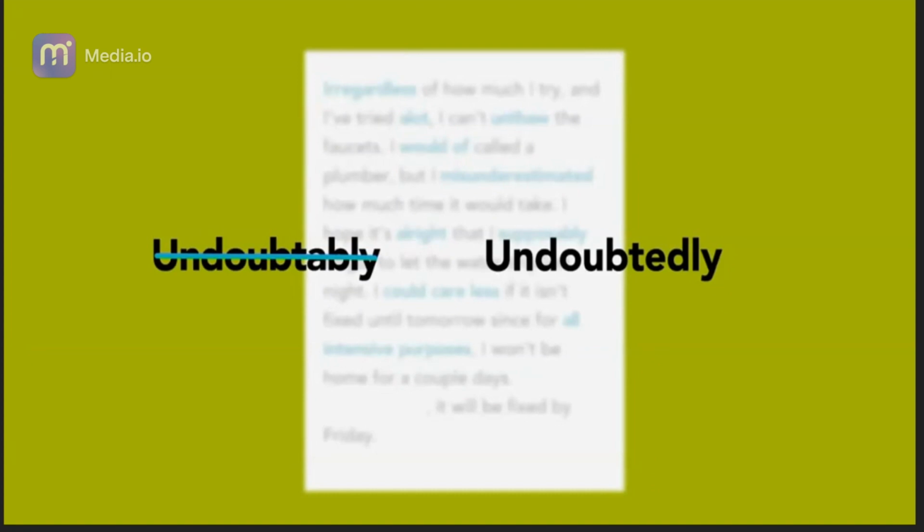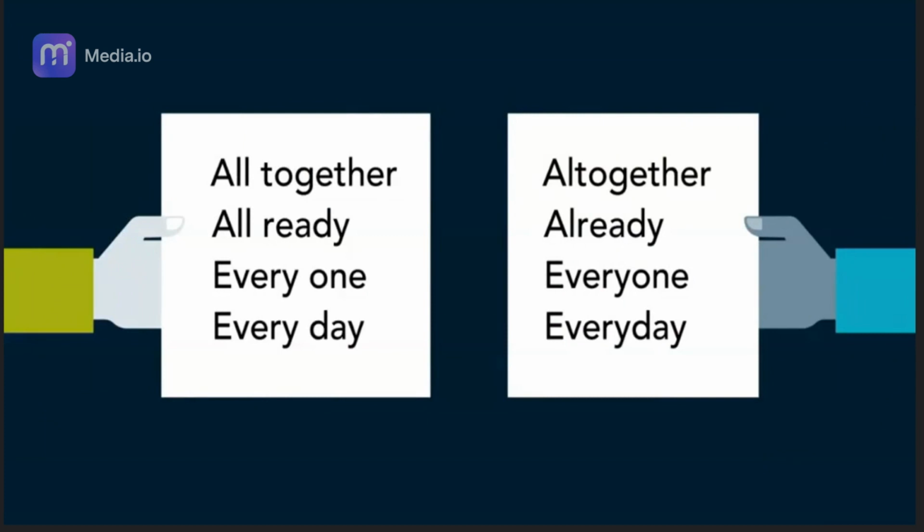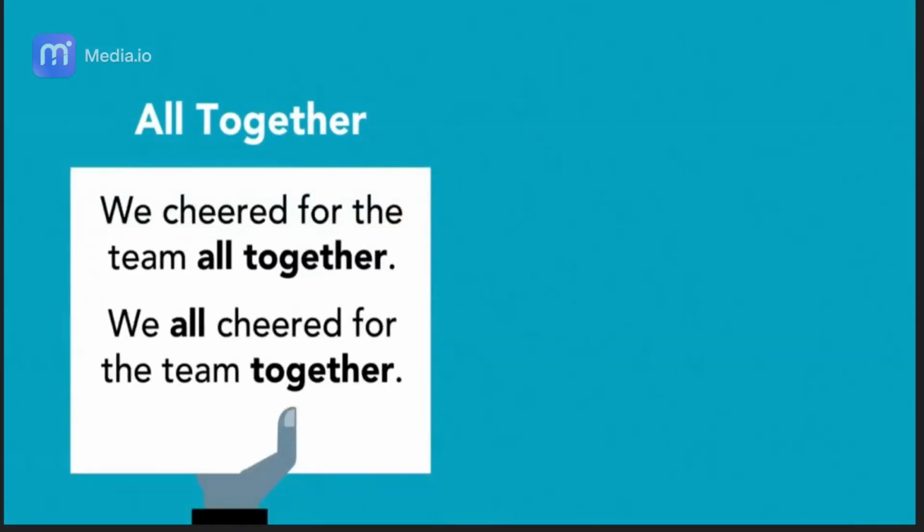But let's continue by looking at words that are correct, have the same letters and sound the same, but are often used incorrectly. Altogether, already, everyone, and every day, as two words, or altogether, already, everyone, and everyday as one word. Both versions are words, but must be used in the correct context. Altogether as two words means collectively as a group. We cheered for the team all together. You could write, we cheered for the team as a group.